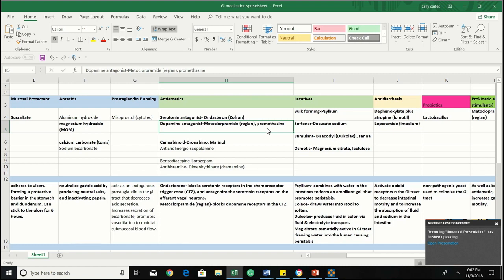We use Reglan and promethazine as an antiemetic, as well as Marinol. Marinol is a cannabinoid, so yes, it is marijuana, and many patients, even other than oncology patients, use Marinol. It can be used as an antiemetic. It can also be used as a stimulant for appetite. Okay.